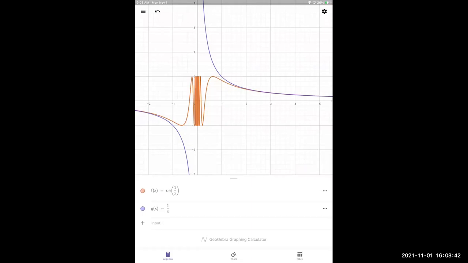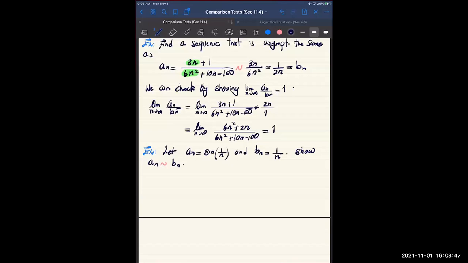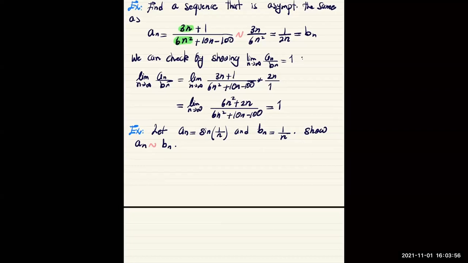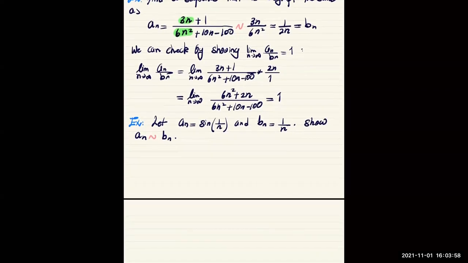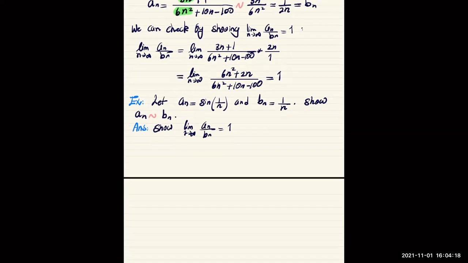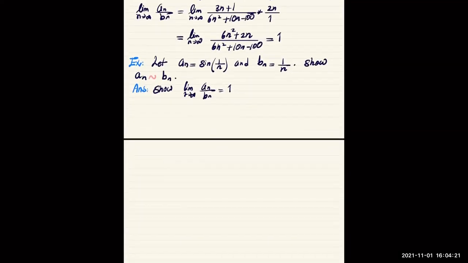But when x gets big, the two become almost the same. Sine of 1 over n behaves asymptotically the same as 1 over x. And we're going to prove it. I think you have seen this proof before, but to answer the question, you just need to show the limit as n goes to infinity of a sub n over b sub n is equal to 1. Let's do that. Let me go on to the next page.